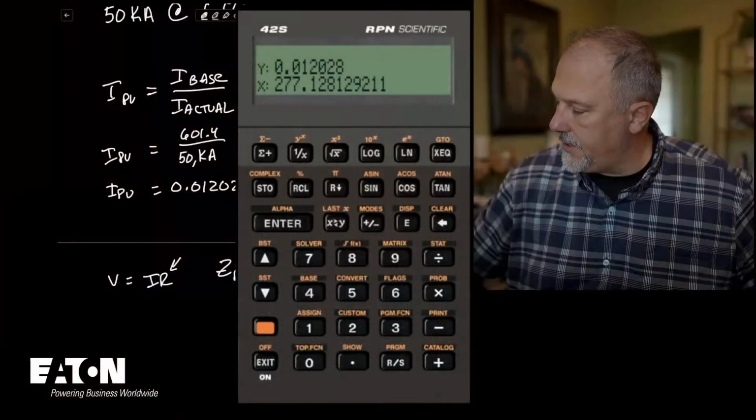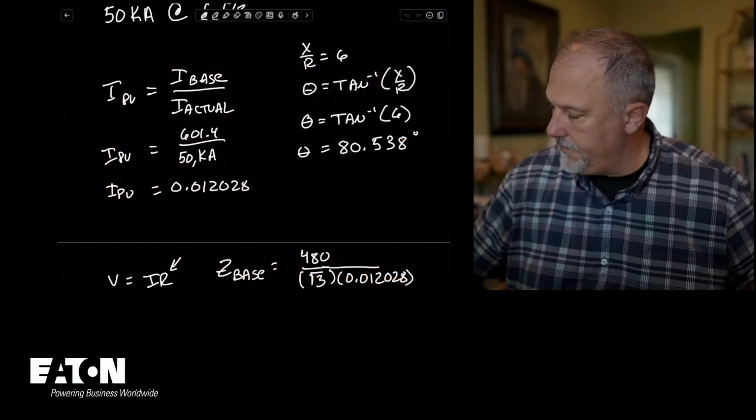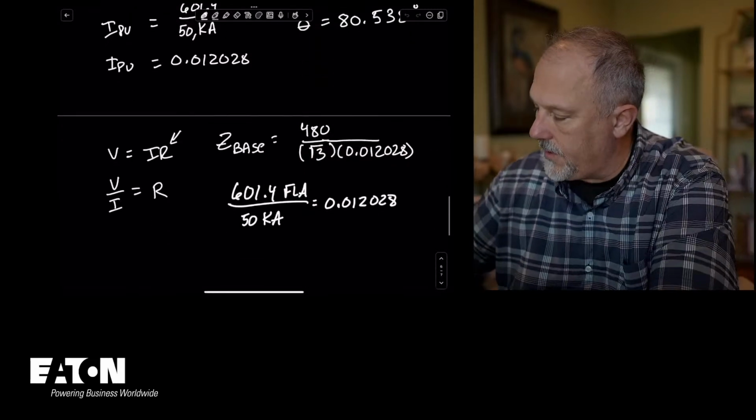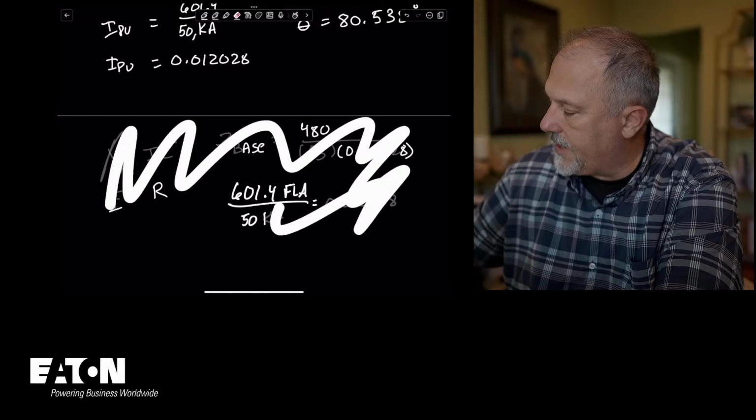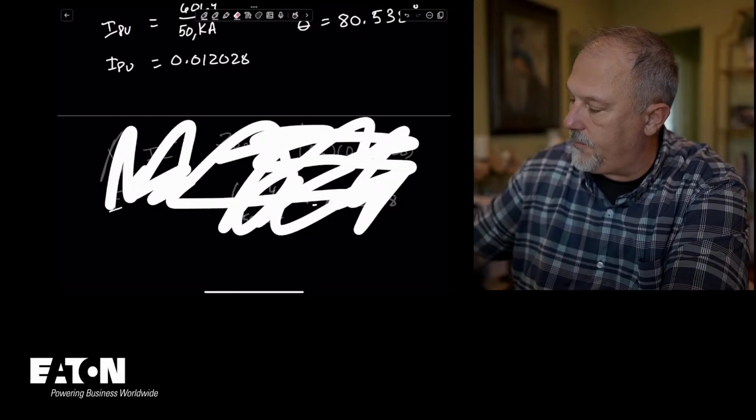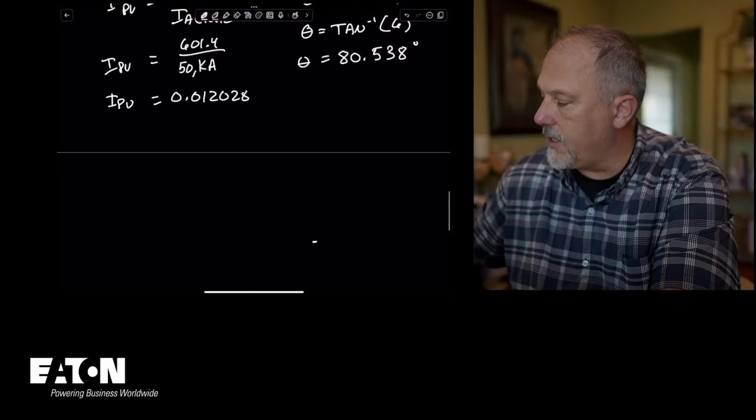I short circuit over I actual is equal to 1 over Z per unit. So I take I base over that. So that is right. All right. I base over I actual is 0.012028. So that is good. I am good there. Now I've got to convert that over to a real and reactive based upon that cosine 80.